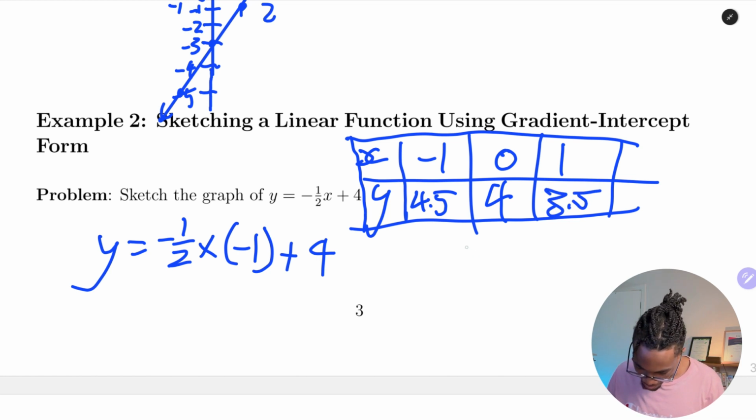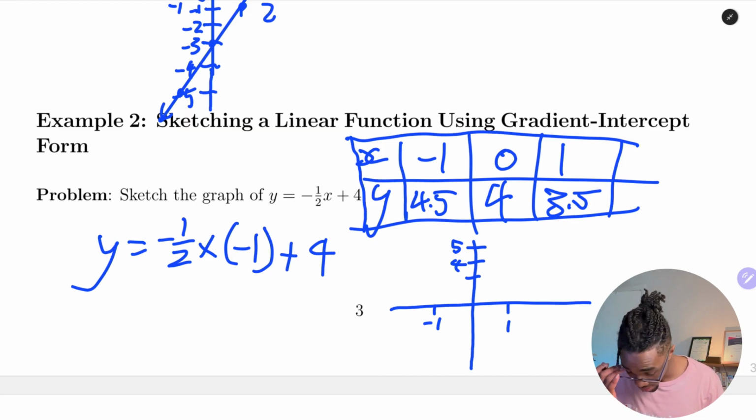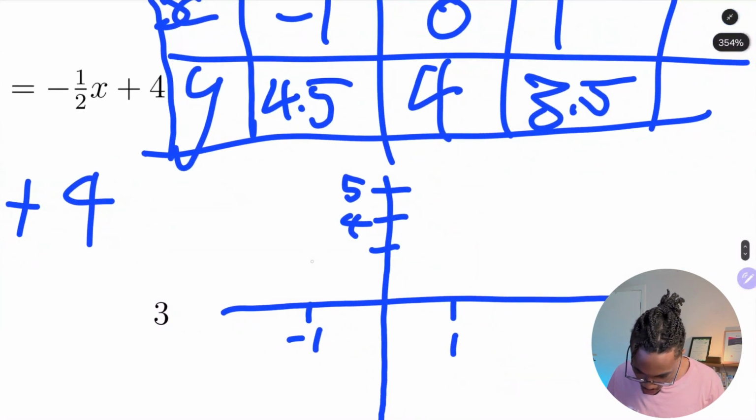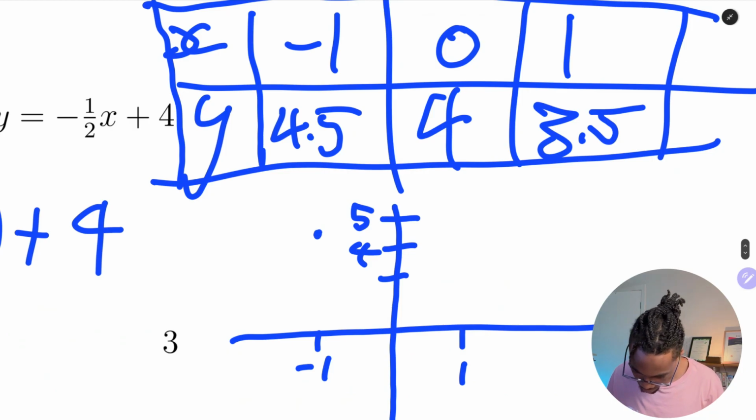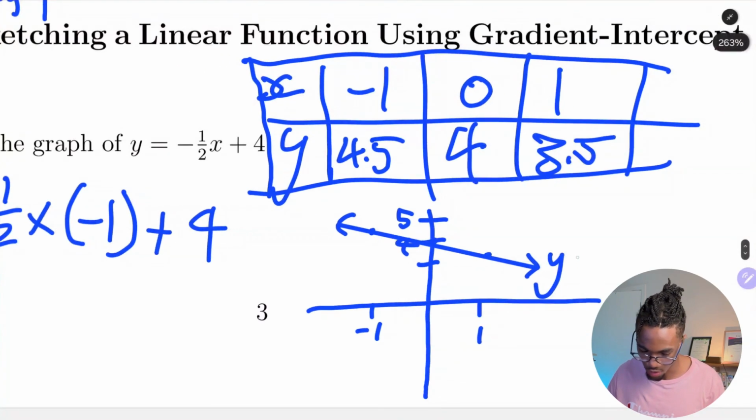Right, we draw this out. Make this a bit bigger. Minus 1, 1, 5, 4, 3, 2, 1, etc. And then we just plot the points. So at minus 1, we have 4.5, which is here. 0, we have 4. And 1, we have 3.5, which is here. Draw a line through. All right, draw an arrow and the equation. So y equals minus 1 over 2 x plus 4.